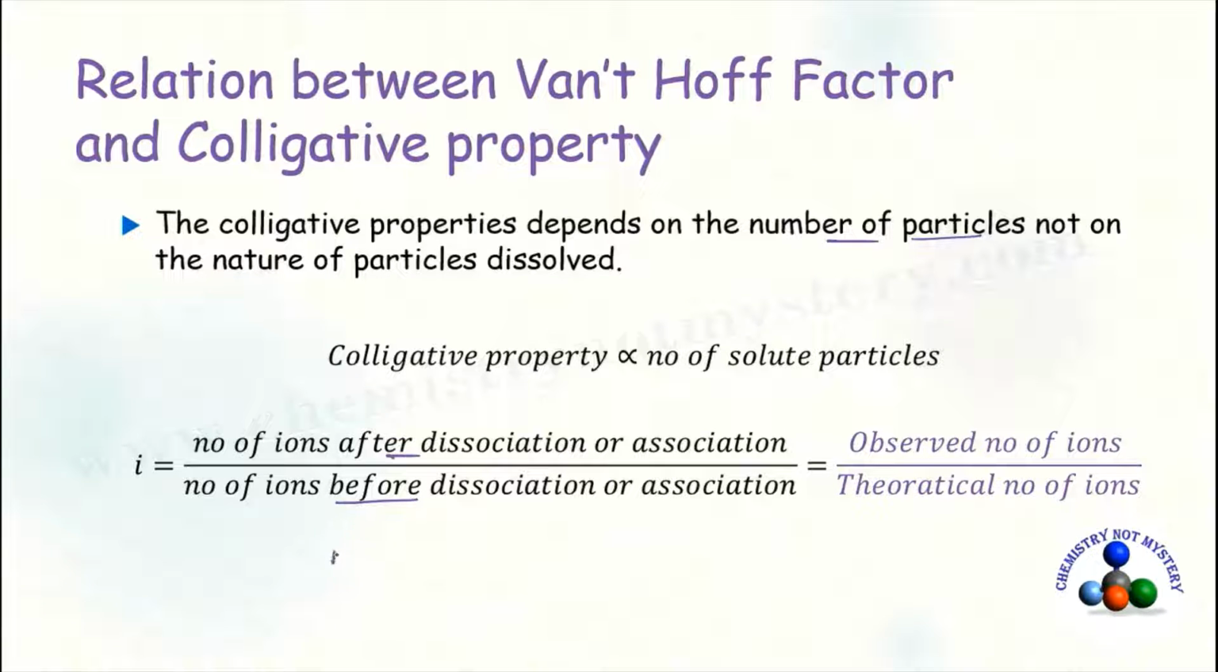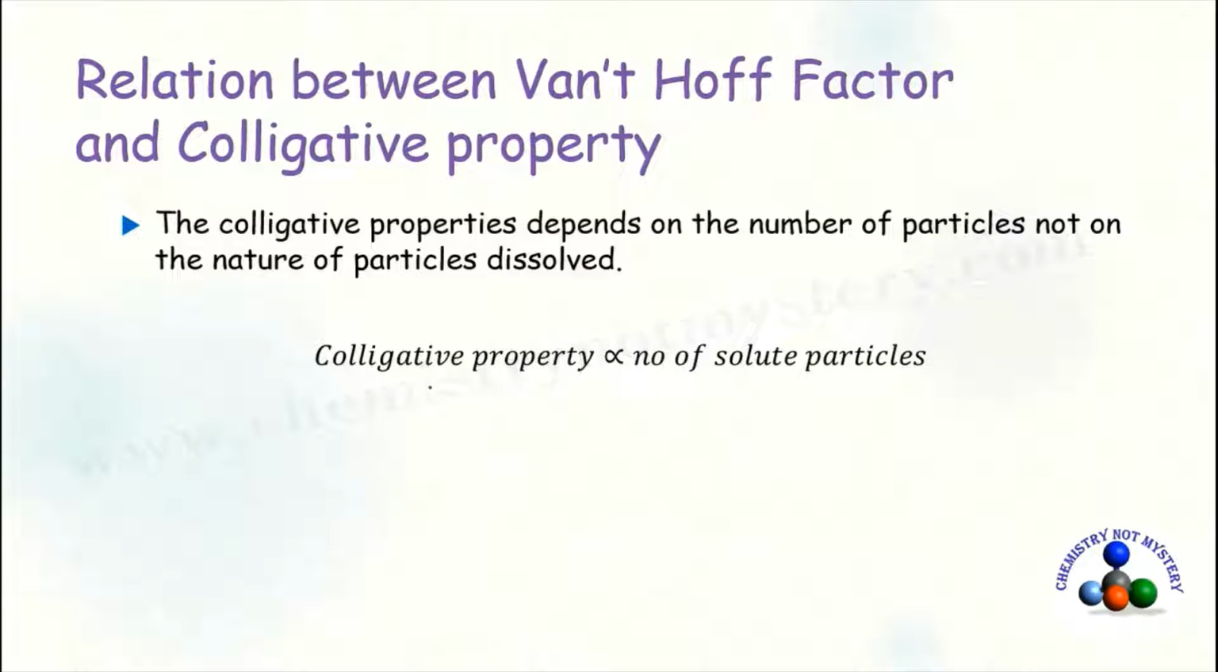For example, if we take 1 mole of NaCl, theoretically we have taken just 1 mole of NaCl, but on dissolving it in water, it dissociates into Na+ ion and Cl- ion. So when you count the number of ions after dissociation, you will get 1 plus 1, which means there are 2 moles of solute particles. The number of ions after dissociation will be the observed number of ions, and the number of ions before dissociation will be the theoretical number of ions.